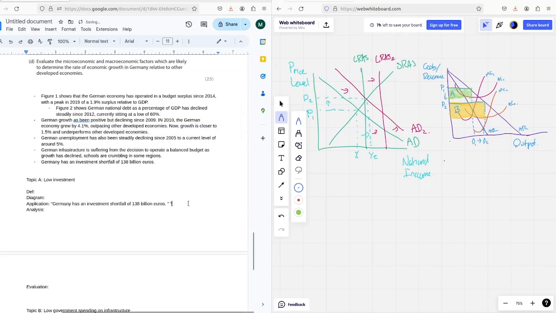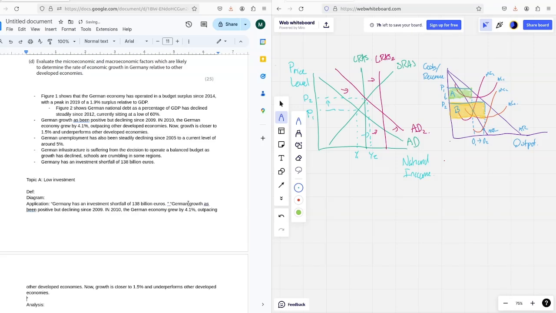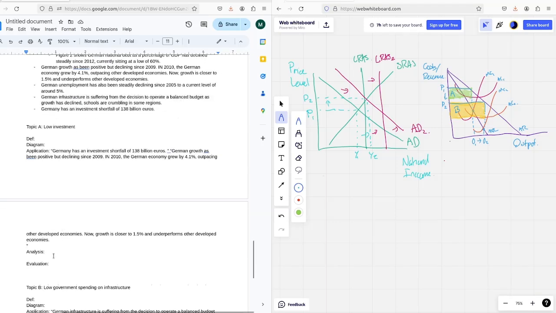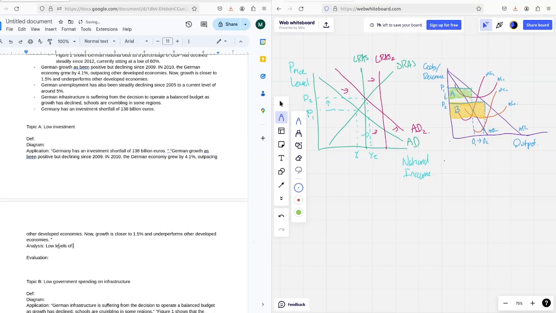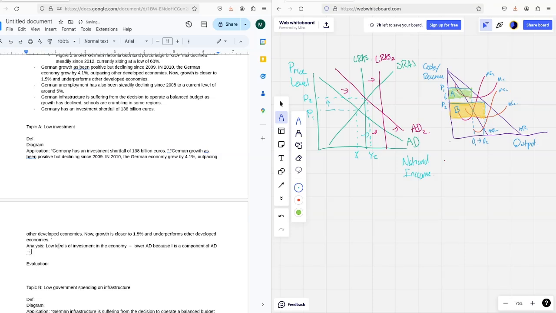So I've already put quite a bit of context in, just because I think I'm providing arguments that are super directly responding to what they're telling me about in the extracts. In terms of what we're doing for the low investment argument, what the analysis is going to be, we're probably going to say that low levels of investment in the economy have led to lower AD because I is a component of AD, which is translated to lower rates of economic growth.